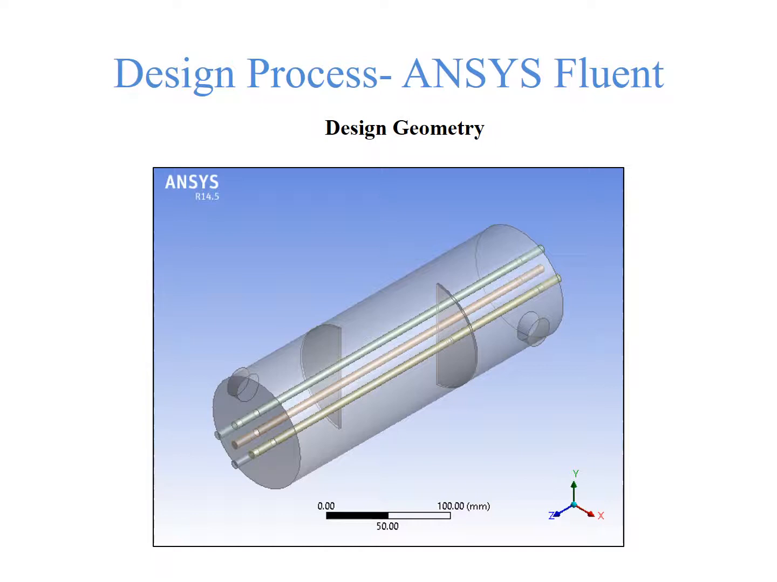We have done our design process in ANSYS Fluent. Upon calculating with this given, we have calculated several design calculations. This is our design geometry. The outer one is a shell and the tubes which are passing are named as tubes. Liquid is passed through the shell and oil is passed through the tube.